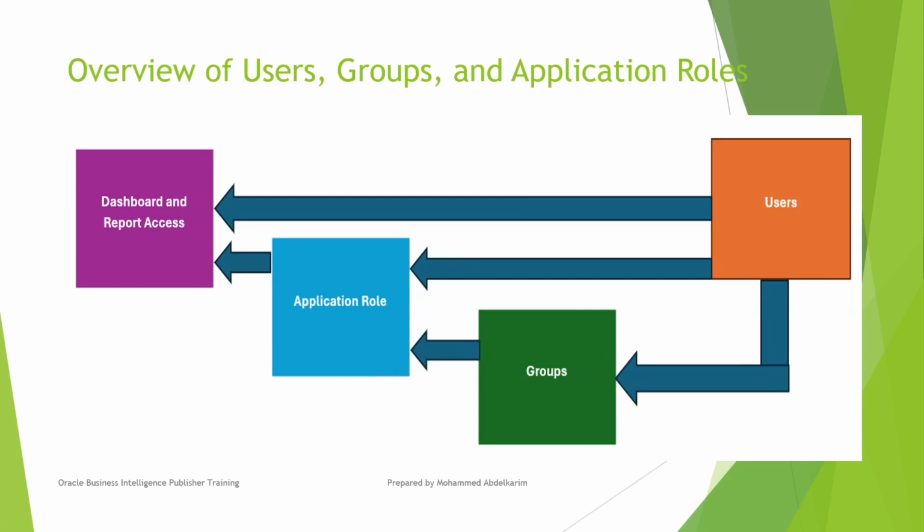Now, when I create users, the best practice is to add these users to a group, and then you can add these groups to the application role. For dashboard and reports access, you can either grant the application role the permissions, which is the best practice, or you can grant directly to the users. When we reach BI analytics, I will show you how to grant permissions to the users.